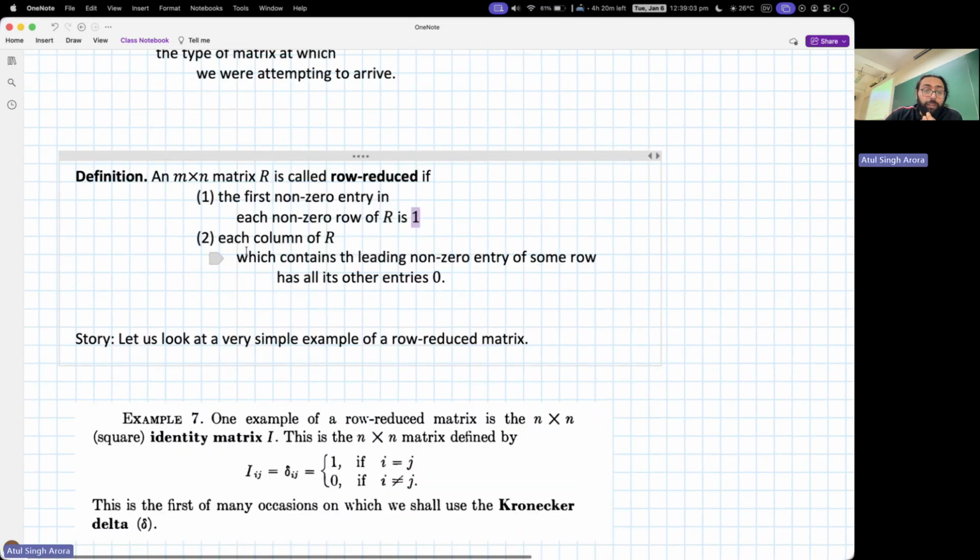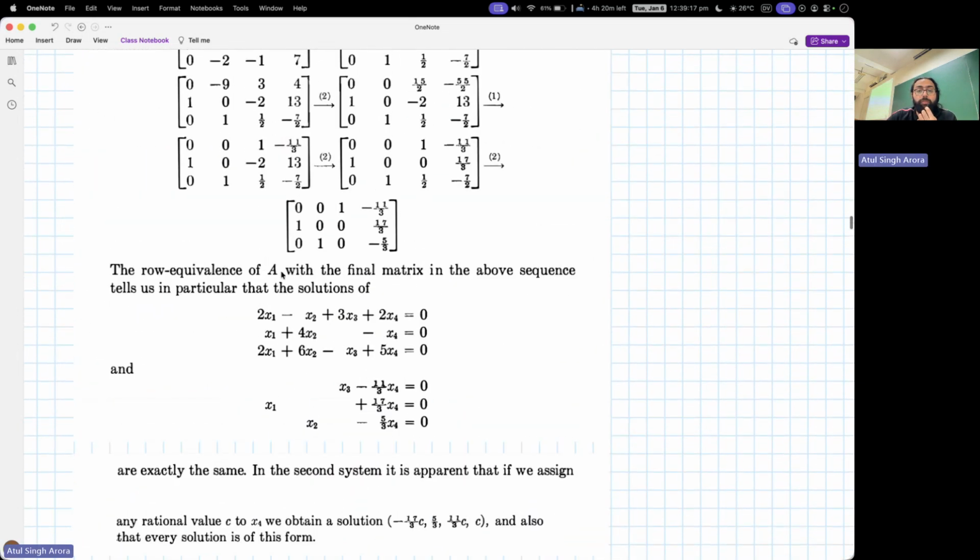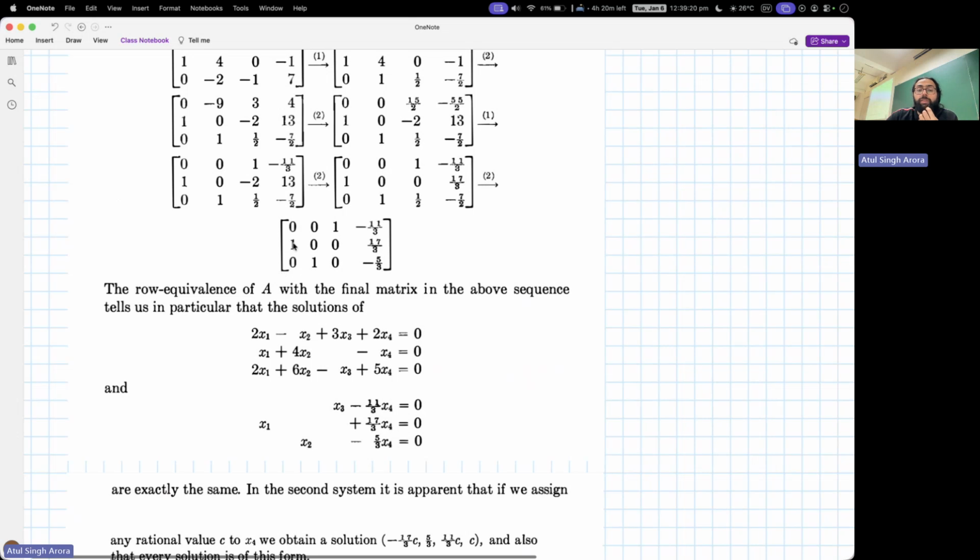So that is the first condition. And the second condition is that each column of R which contains the leading non-zero entry of some row has all its other entries equal to 0. Which is also fine. So if you look at the condition here, whenever you get the first non-zero element, the remaining elements in that column are 0.